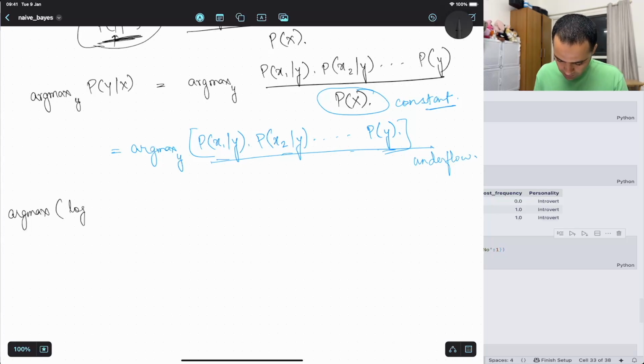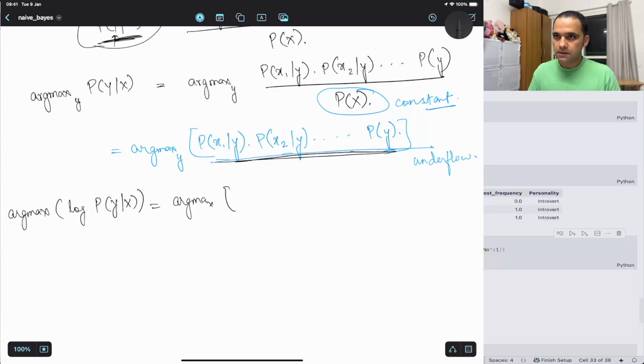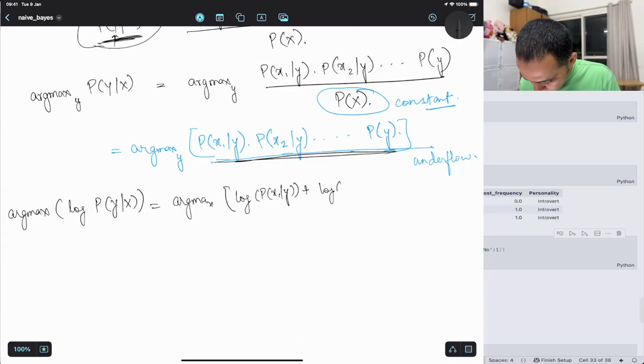Argmax of the log of the probability of Y given X equals the max. So if you take the log of this entire expression, it will just become a sum of the individual logs. So it will be log of P x1 given Y plus log of P x2 given Y plus, and so on, log of P Y.